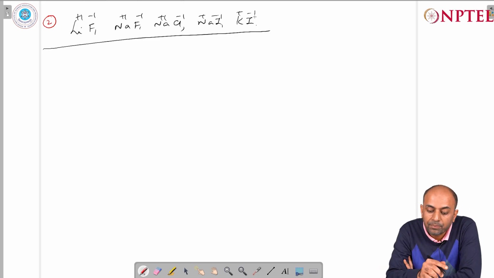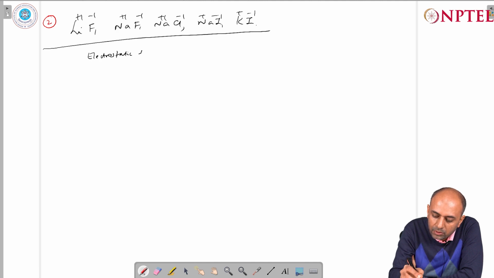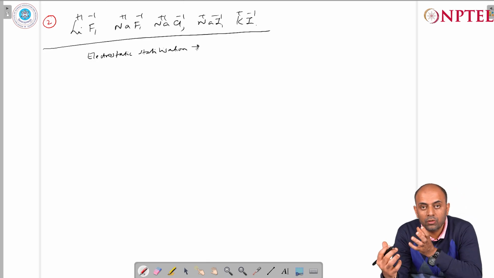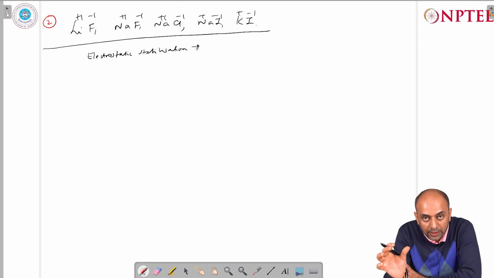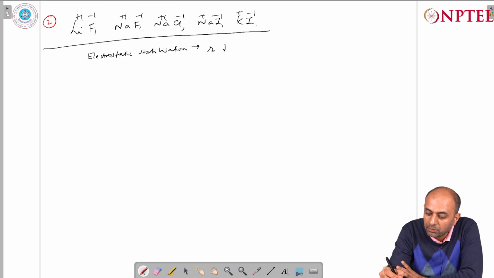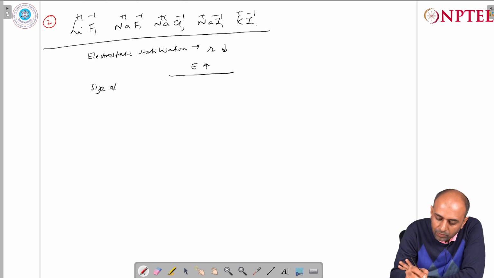So now when the charges are the same, what decides the magnitude of the electrostatic stabilization is how strong the cation and the anion are held to each other. That means, what is the separation between the cation and the anion? Smaller the separation between the cation and the anion, the energetic stabilization or the electrostatic stabilization increases. So in this case, the size of the ion plays an important role.